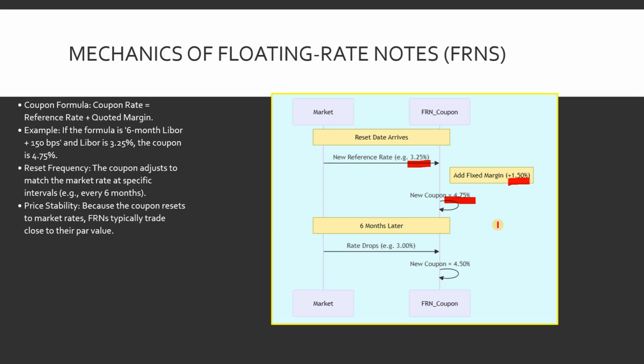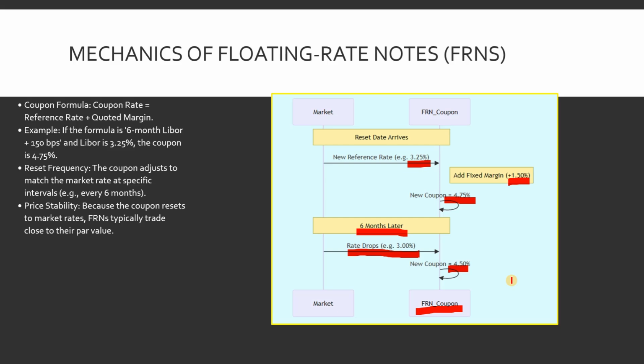Because the coupon constantly adjusts to match current market rates, the price of the floater tends to stay very stable, hovering around its par value. This makes them very different from fixed rate bonds, whose prices swing wildly when rates change. Floating rate notes are also sometimes known as floaters. In this example, if 6 months later LIBOR drops to 3%, your new coupon would be 3 plus 1.5, which is 4.5%. That is the risk you have here.